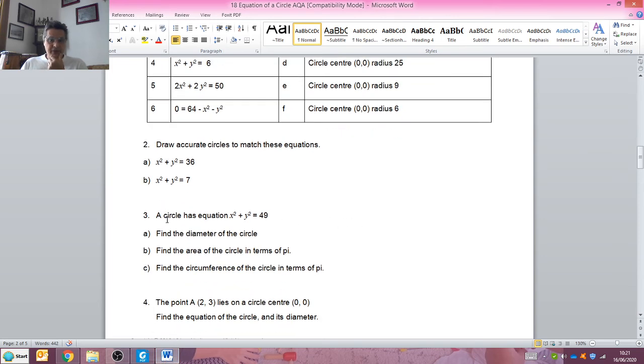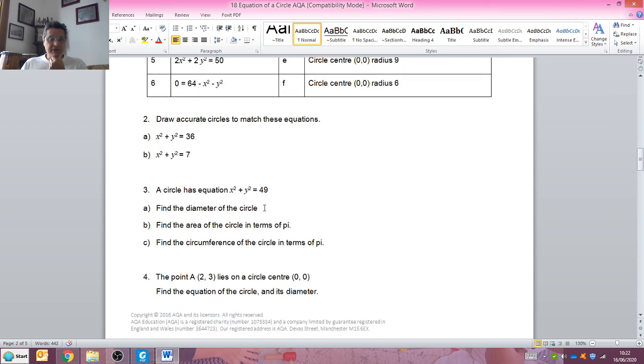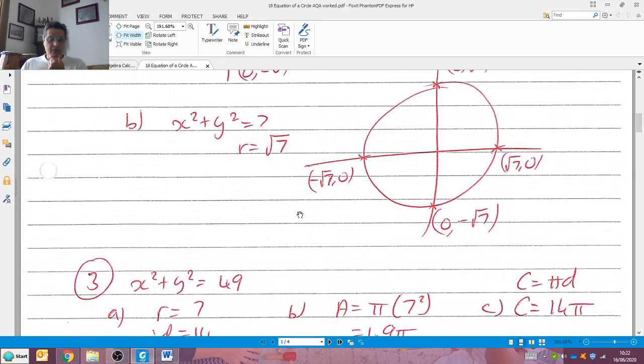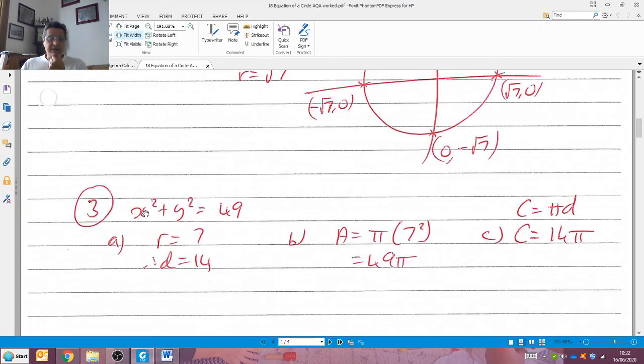Alright, so question 3. A circle has equation as seen there, x squared plus y squared is 49. What is the diameter of the circle? What is the area of the circle? What is the circumference of the circle? And let's just do that quickly. So here is the equation of the circle. x squared plus y squared is 49, which means the radius squared is 49. Hence the radius must be the square root of 49, which is 7.